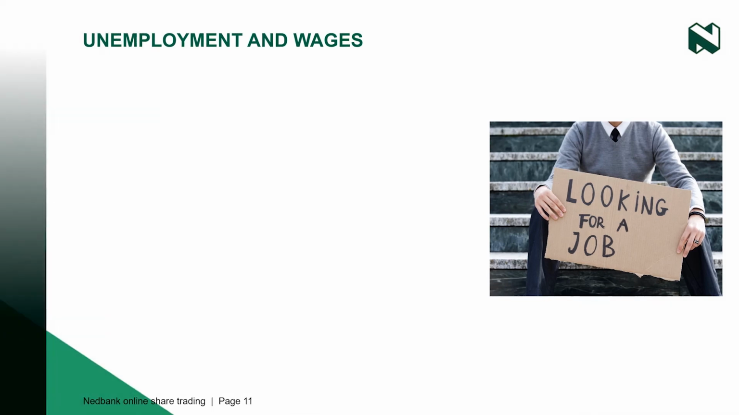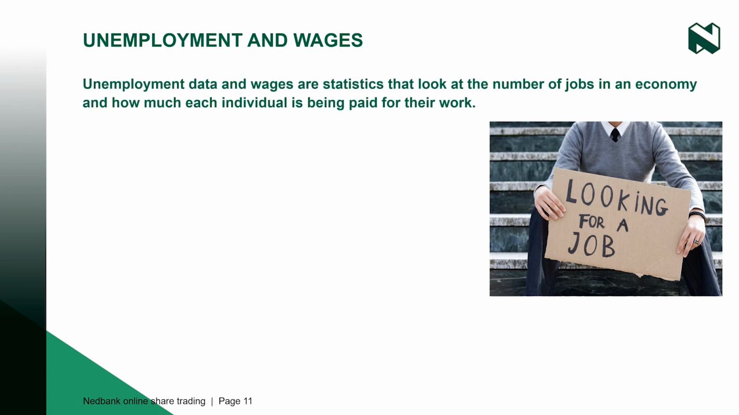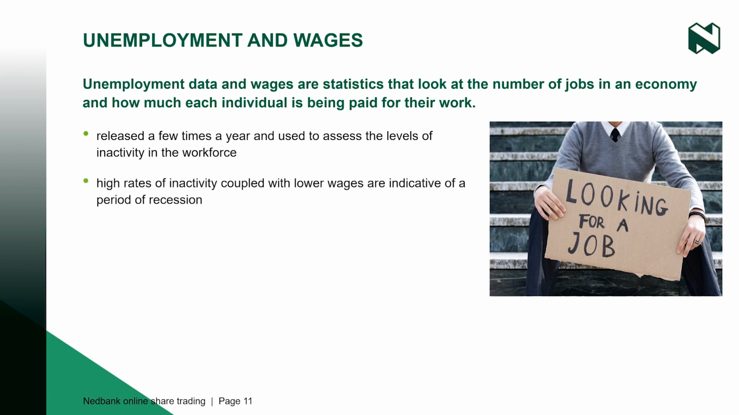The last economic indicator for this first part of the series is unemployment and wages. Unemployment data and wages are statistics that look at the number of jobs in an economy and how much each individual is being paid for their work. The unemployment data is usually released a few times a year and is used to assess the levels of inactivity in the workforce. High rates of inactivity, coupled with lower wages, is indicative of a period of recession, while low unemployment statistics with increasing wages shows the economy is growing.